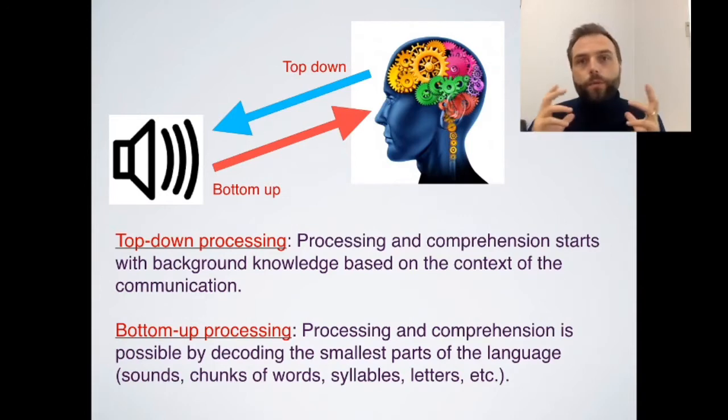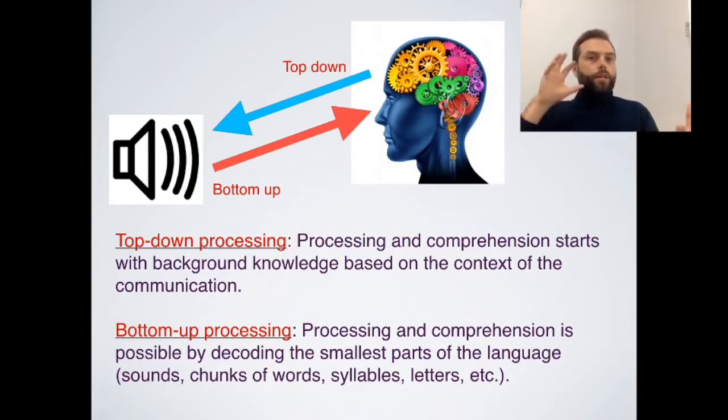So, looking more at these two sets of information, if we are processing starting from here, this is called top-down. If we start the processing more focused on the information in the text, that's called bottom-up. Okay, so top-down processing is processing and comprehension that starts with background knowledge based on the context of communication. That's top-down processing. Bottom-up processing is processing and comprehension by decoding the smallest parts of the language, for example, sounds, chunks of words, syllables, letters, and so on.